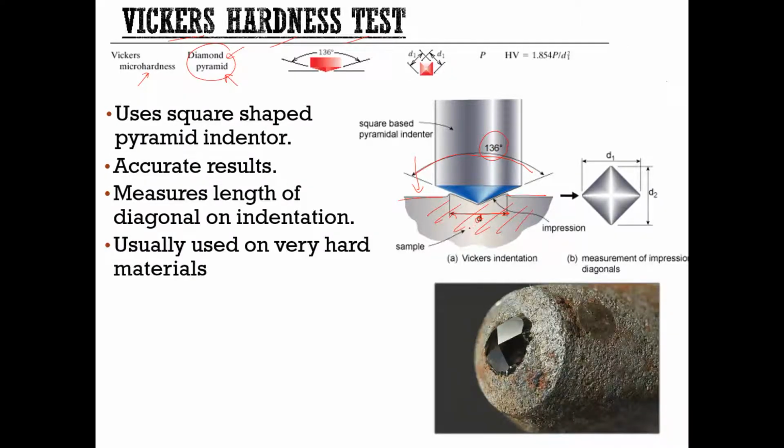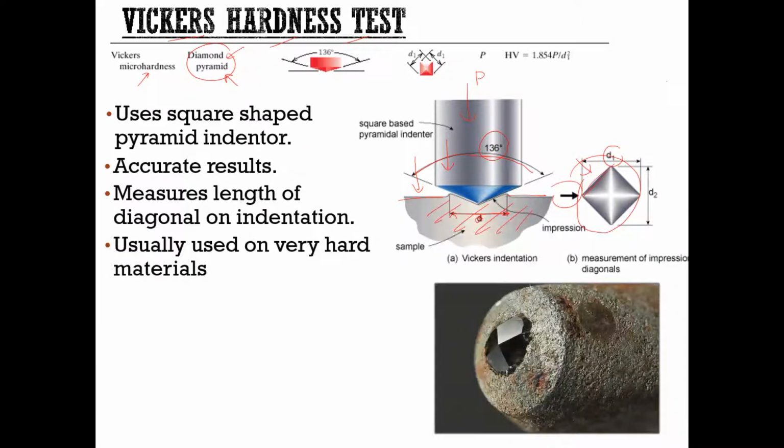The indent will be created by this indenter once you apply load here, more or less square in shape. So you can see here it's square in shape. This means the indenter is going in, and it will create a square, whereby we have these 2 diagonal dimensions.